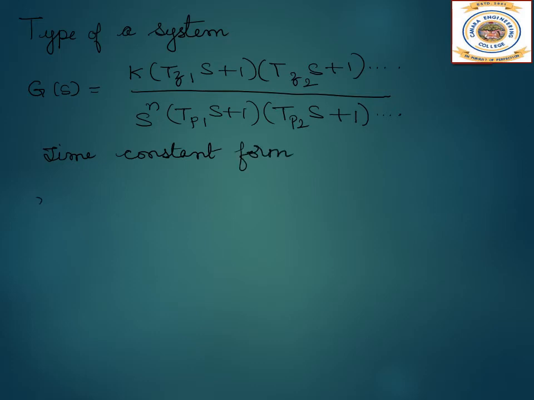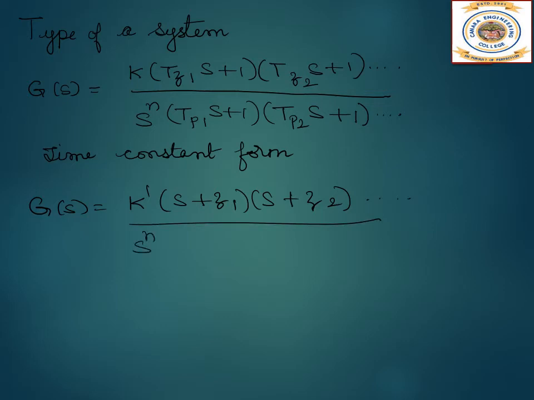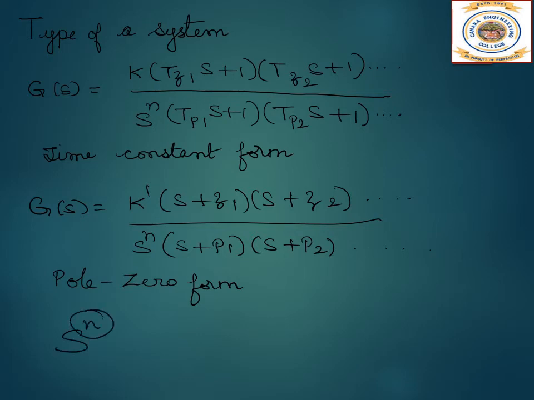Then one more form is the pole zero form. So that I can write K dash into (s plus z1) into (s plus z2) and so on, divided by s to the power n into (s plus p1) into (s plus p2) and so on. This is called the pole zero form. Okay, here we have the term s to the power n, in both forms.